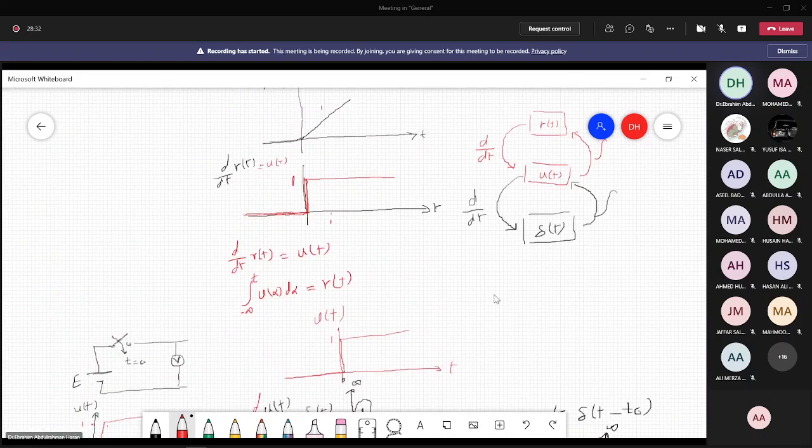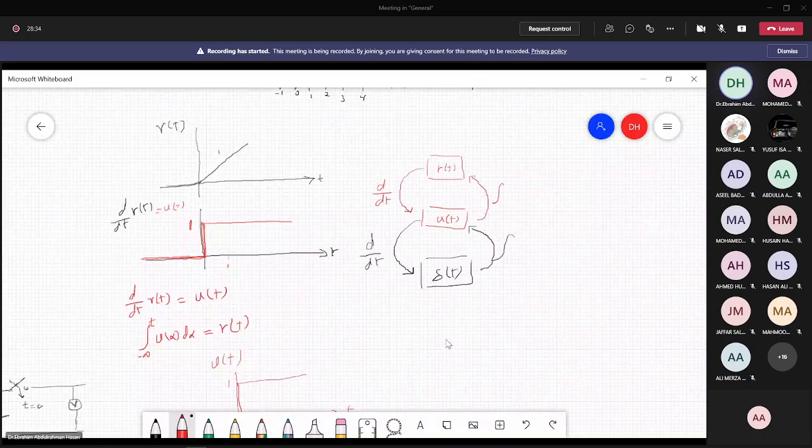Okay, here we said that from delta to u, we use integration. Similarly, from u to r, again, we use integration. Opposite from ramp to u, we use differentiation. Okay, what about discrete? If we have a discrete from delta n to u of n, what is u of n?